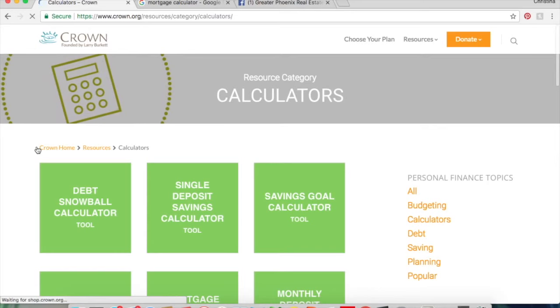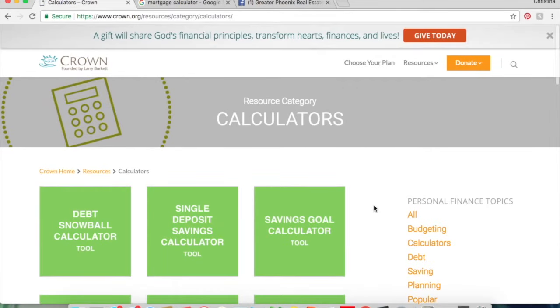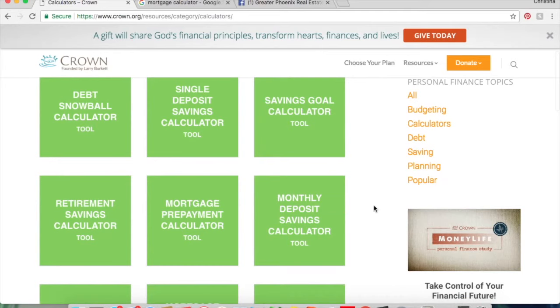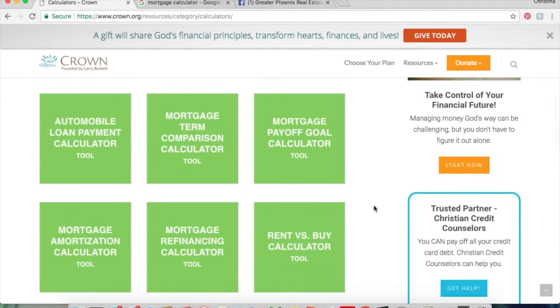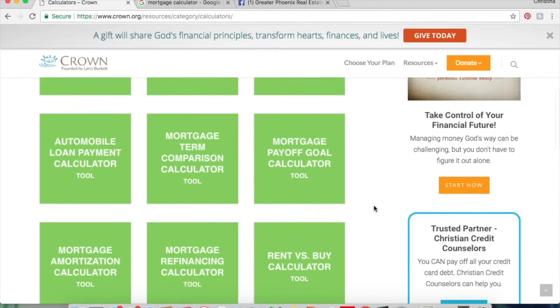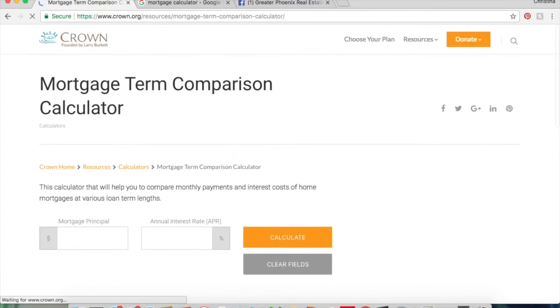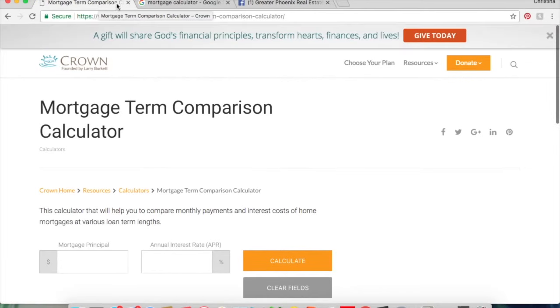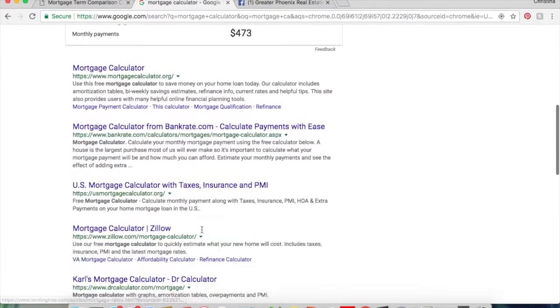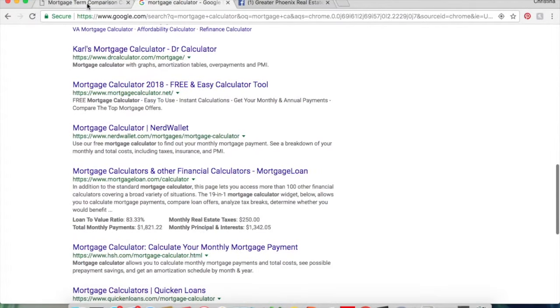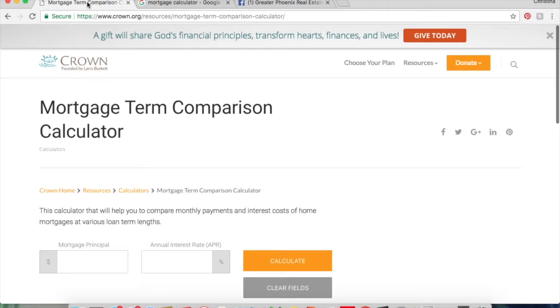I'm going to tell you that there are some other really great calculators on here as well. I will go through a few others in separate videos, but I'm trying to keep this one to just one item. So for today, we're going to take a look at the mortgage term comparison calculator. And I will add that if this website's not for you, you can go to Google, type in mortgage calculator, and there are loads of them out there. I just happen to be partial to this website and some of the other calculators that they have as well.